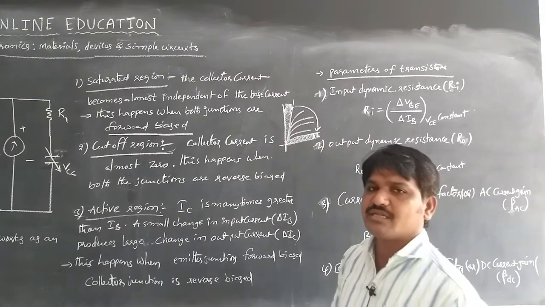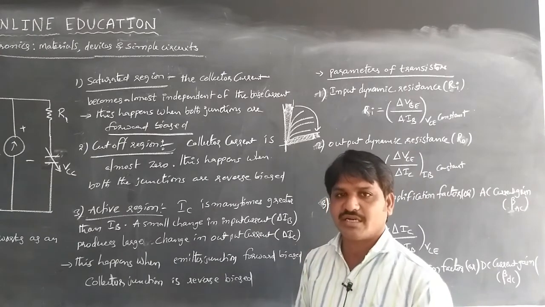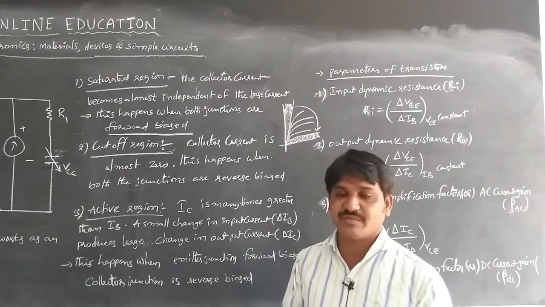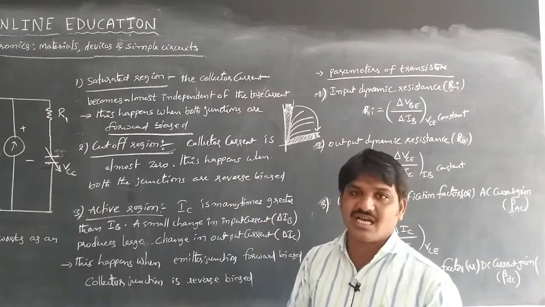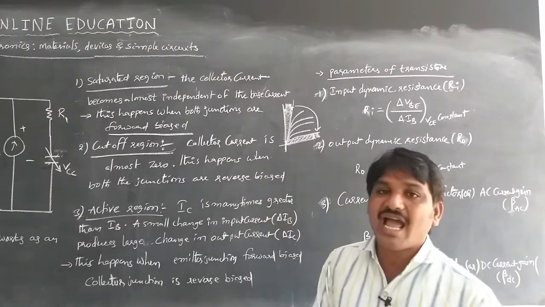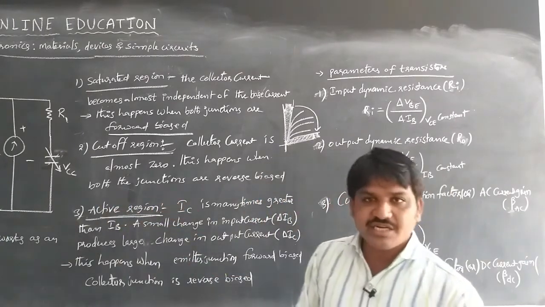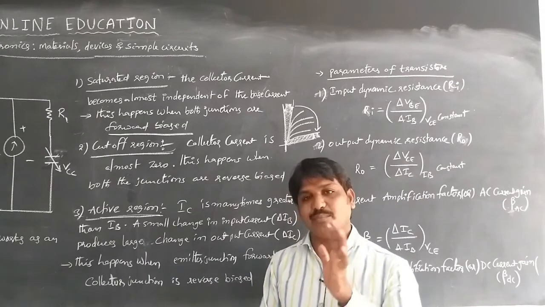So that's why a small change in the base current causes a large change in the collector current. This happens when the input junction is forward biased and the output junction is reverse biased, meaning the emitter junction is forward biased and the collector junction is reverse biased. That region is called the active region, in which the transistor works as an amplifier.